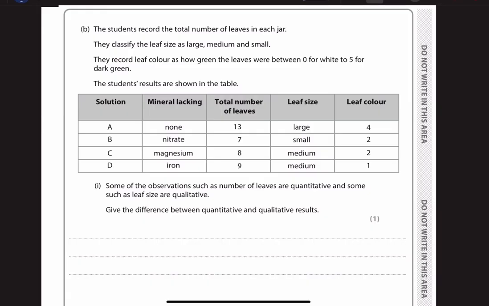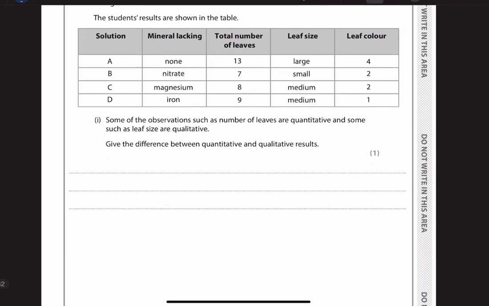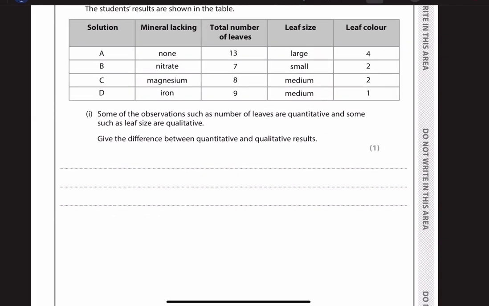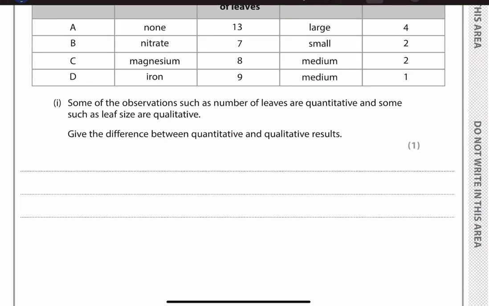Okay. The student recorded the total number of leaves in each jar, how the leaves are small, medium and large. They recorded the leaf color and how the leaves were between... So, okay, so there's a scale for leaf color. So 0 is white and 5 is dark green. And then they have this thing, and then we see results. So you see that the most number of leaves is, yeah, of course, the control. The control has very green leaves, and then the rest seem to have quite white, pale leaves and a fewer number of leaves.